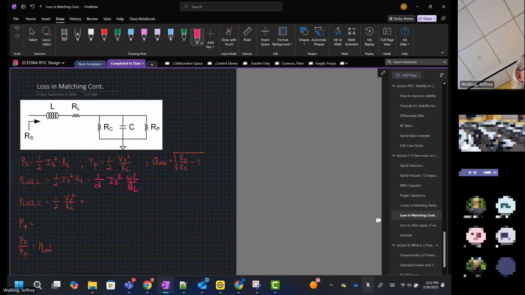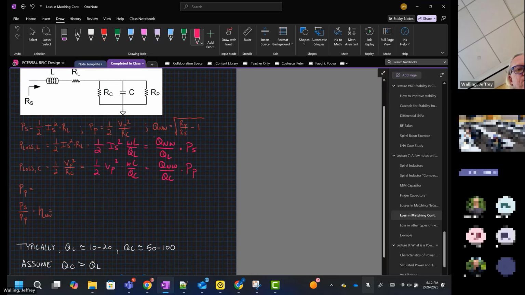And if we do a little bit of manipulation, factoring in that the Q of the network is dependent upon both RP and RS, we can make one more substitution and find that this is actually equal to Q network over QL times the power available from the source. We can do a similar thing for the loss in the capacitor. This is 1/2 VP squared times omega C over QC. This is equal to Q network over QC times PP. So we're just using these three equations up at the top and doing some algebraic manipulation to get these.